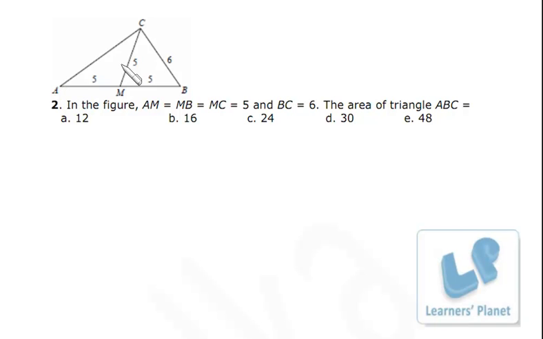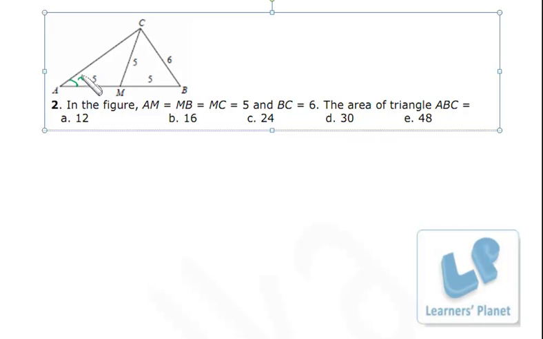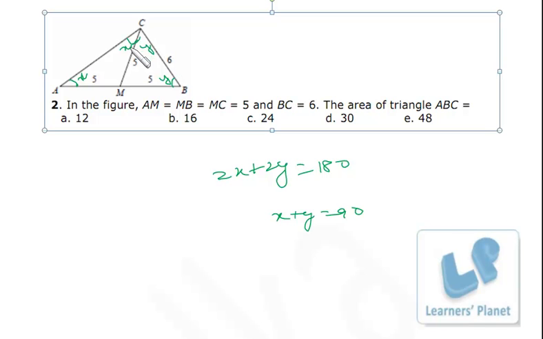Since in this triangle AMC this is 5, that means this angle must be equal to this angle, and in this triangle this is 5, that means these two angles must be same. It is not necessary that this angle is equal to this angle. Be careful about it. You have to assume both the angles to be different. Now x plus x plus y plus y, sum of the four angles must be 180 degrees because it is a triangle. So 2x plus 2y is 180. That means x plus y is equal to 90.